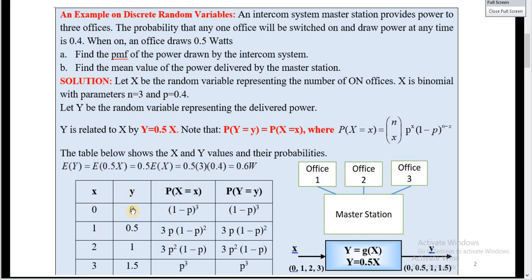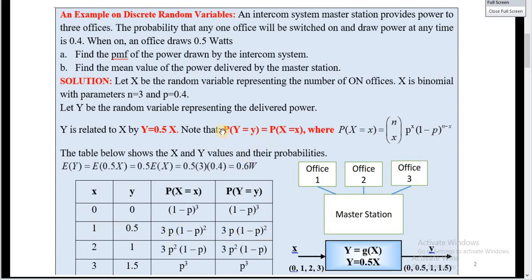So the probability that y equal to 0 is 1 minus p cube. Now the probability that y is 0.5: y is 0.5 when x is equal 1. So in this case, the probability that y equal 0.5 is the same as the probability that x equal 1 and equals this probability.